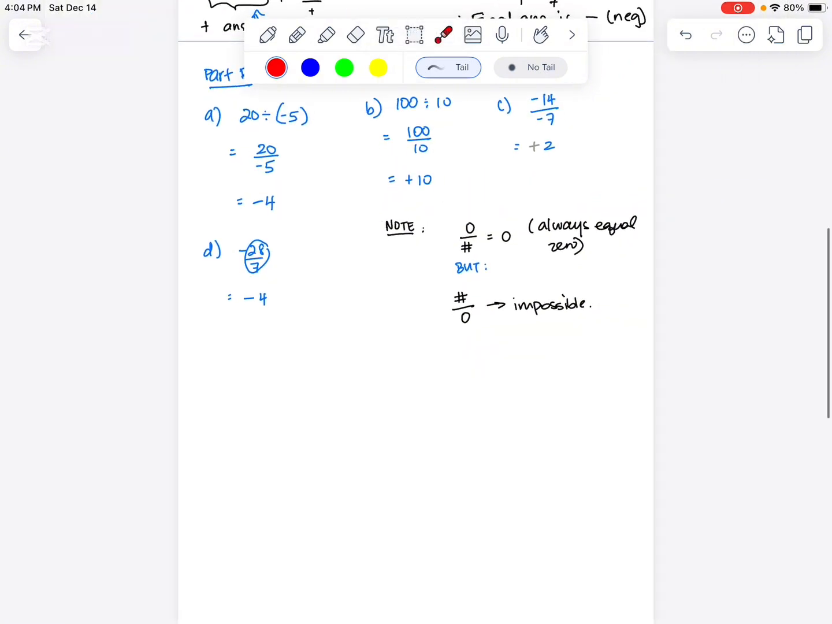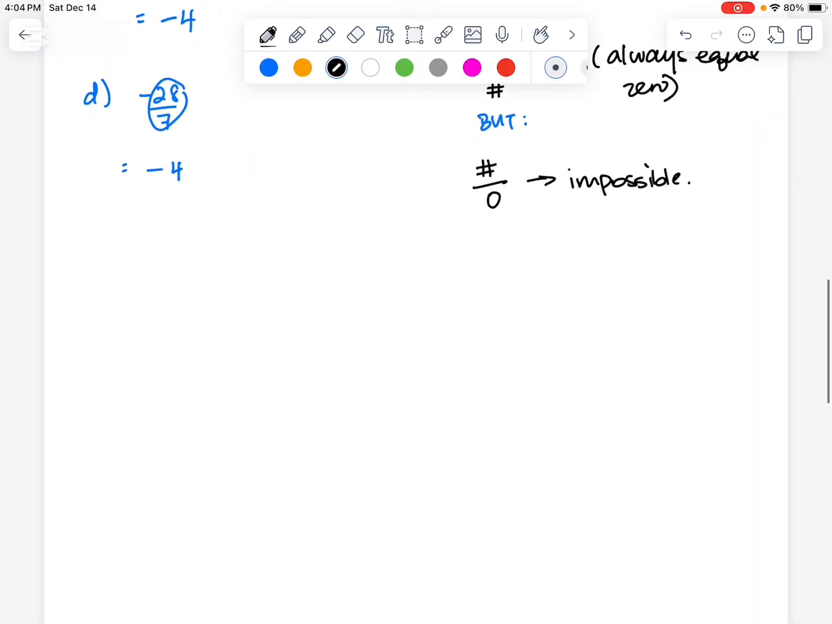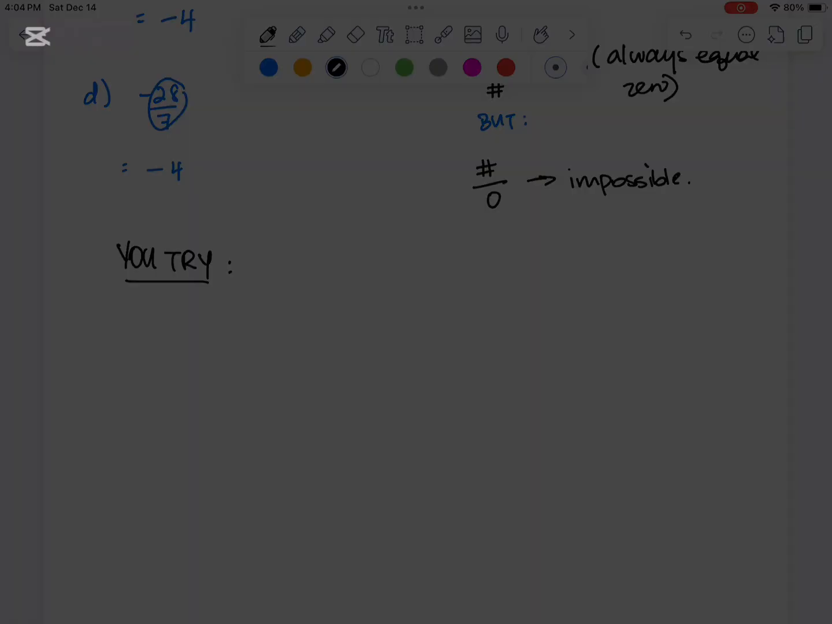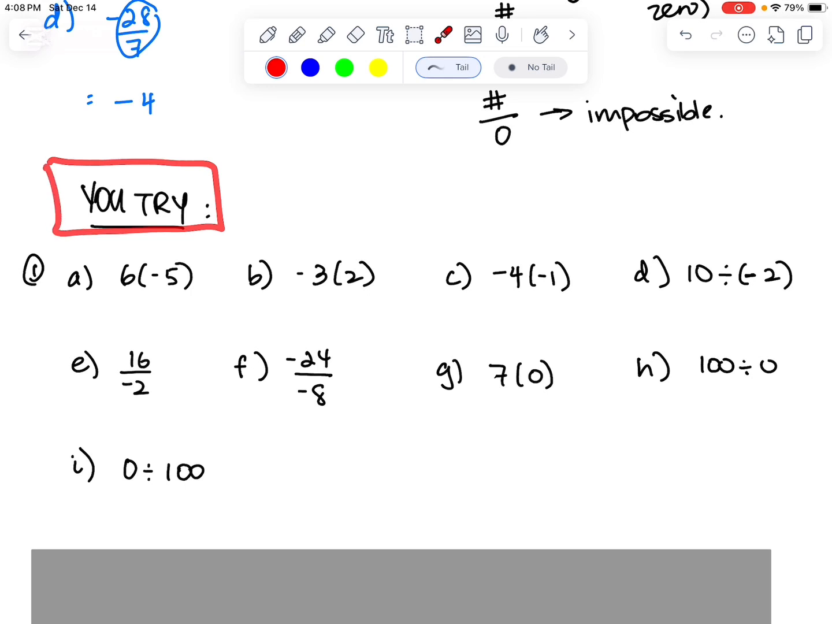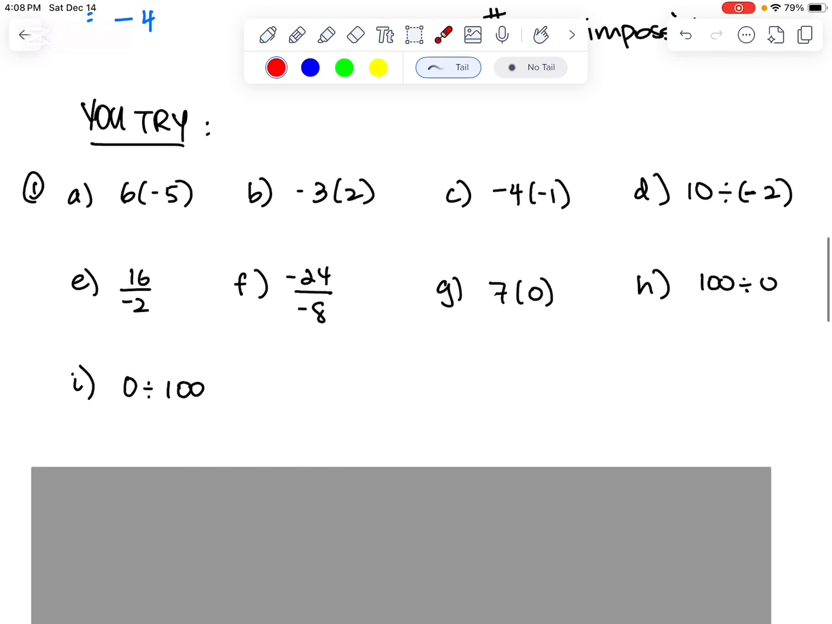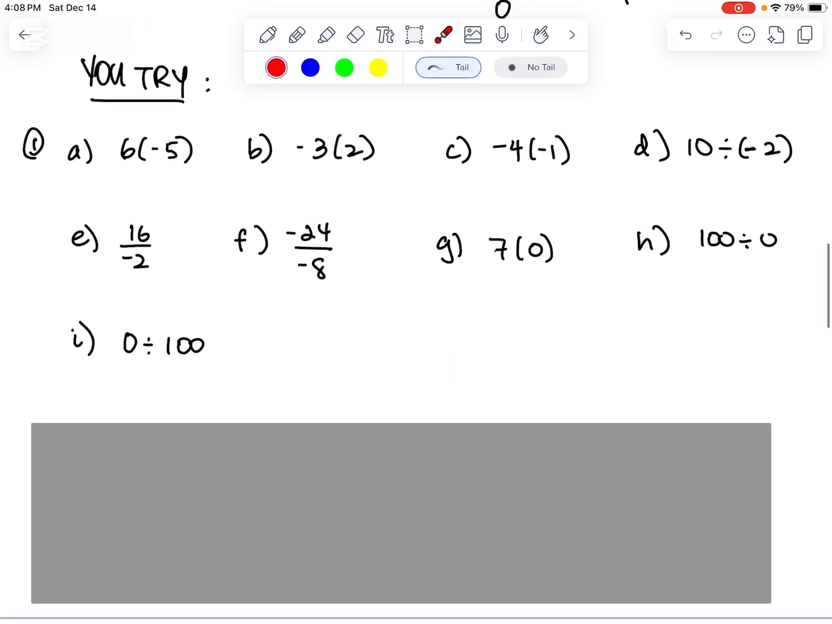Okay, so we've gone over the basics. Again, you can stop the video here if you'd like, or if you want to stick around, I'm going to put a few questions here that you can try. Okay, so these are some questions that you can try. Question 1, A through I. Why don't you write your answer on a scrap piece of paper? And when you think you're done, you can come back and check. Okay, I've got answers down here. So once you think you're done, come on back and I'm going to open up these answers.